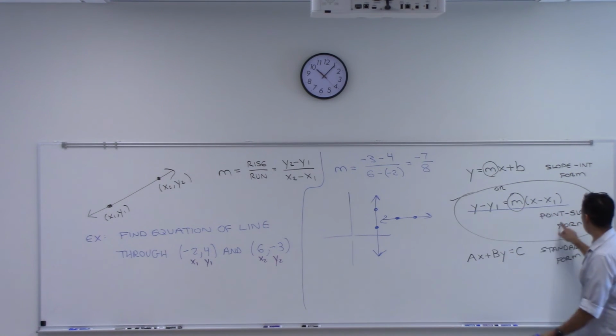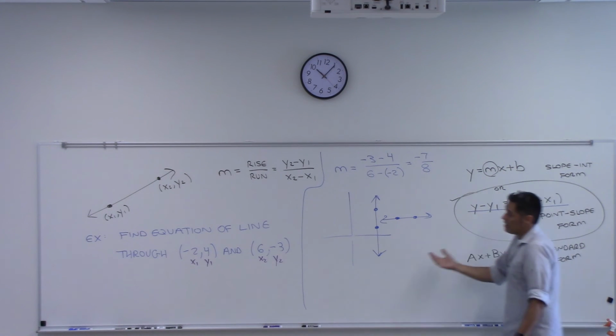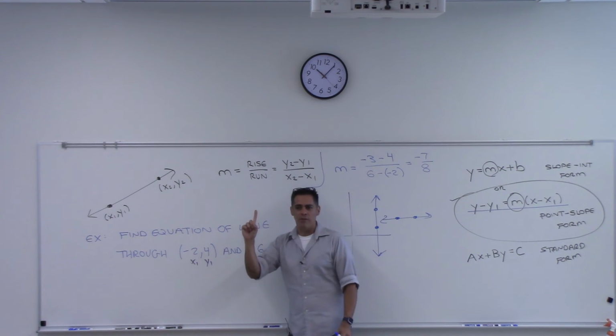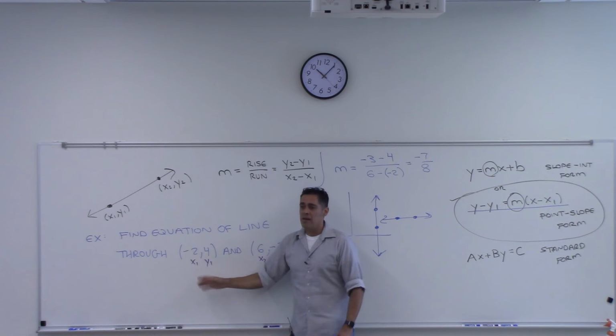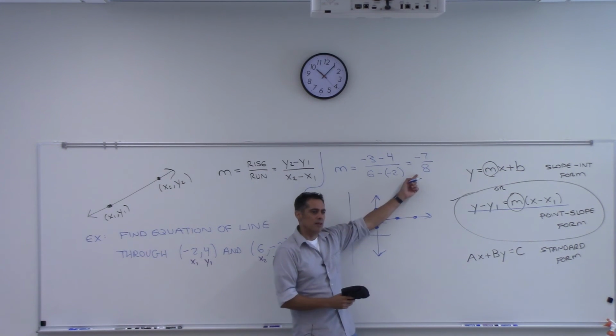So do we have a point? Yeah, we actually have 2 of them, don't we? I only need 1 for this formula. And then I need a slope. Well, we already calculated it.